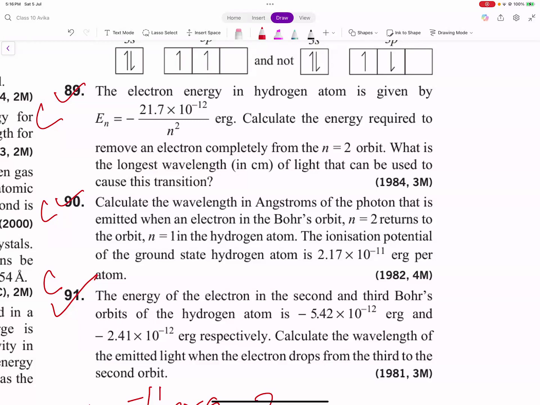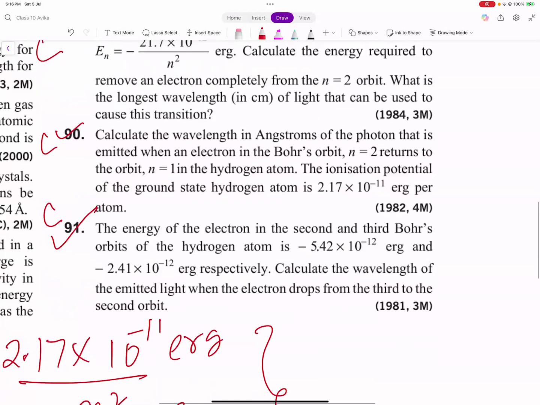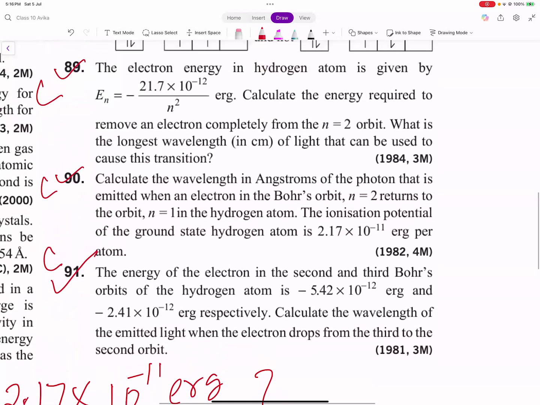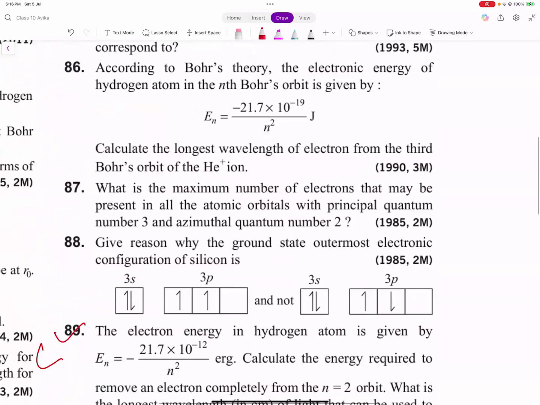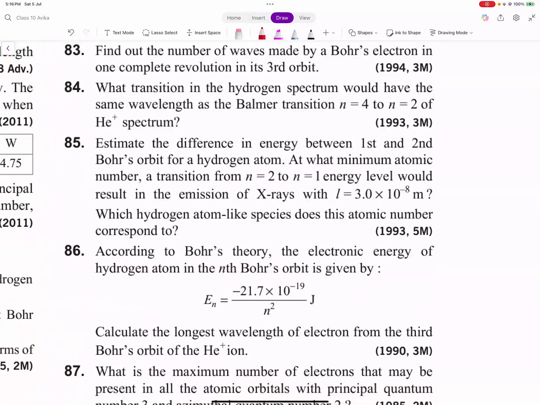For 91, is it 656.34? 656. Yeah, around about 660. Okay. See how easy it is becoming, right? Got it? Yep. Do 86.